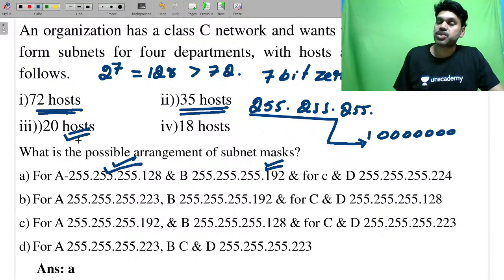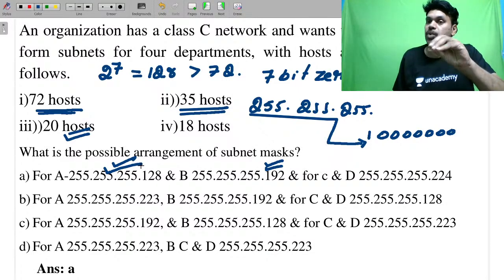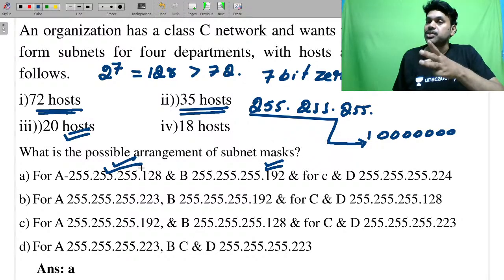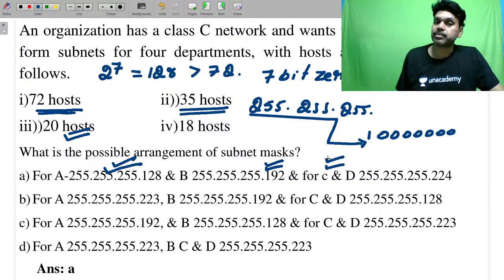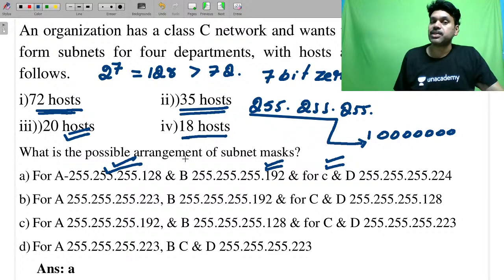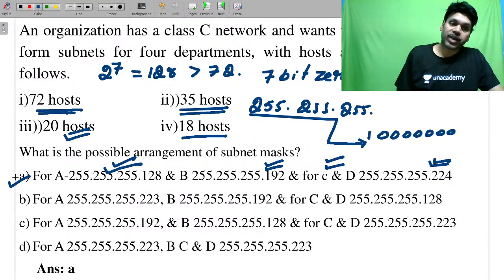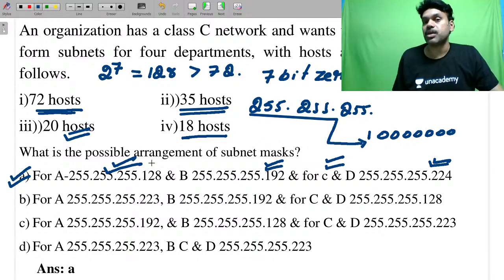And 20 hosts. 20 hosts is nothing but what? 5-bit HIDs and the remaining 3 bits, 3 ones. So 3 ones is nothing but 224. And 18 host IDs, same 5 bits zeros, and it is also 224. So according to that, your answer is A.